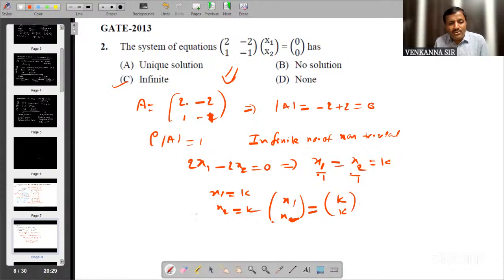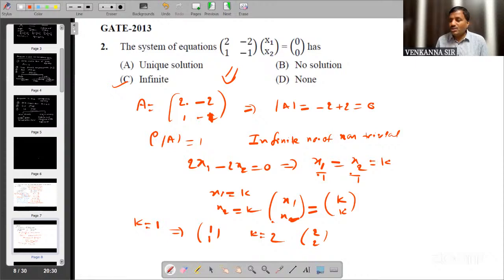Here, if you put k value as 1, what answer are you getting? (1, 1). K value 2, (2, 2). Like that, depending on the k value, you will get infinite number of non-trivial solutions. Remember this word: non-trivial means other than zeros. Now you tell me which value of k is not applicable here. It is applicable for all values of k except one value of k.